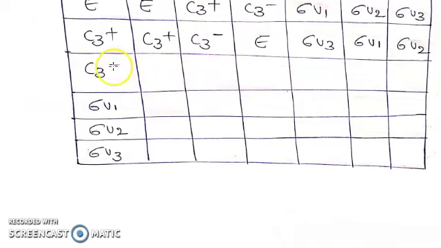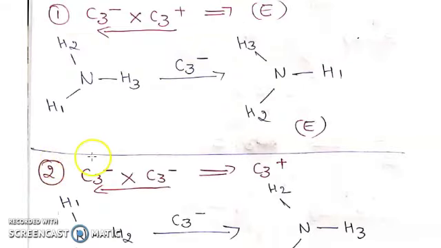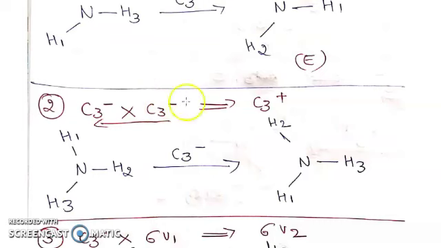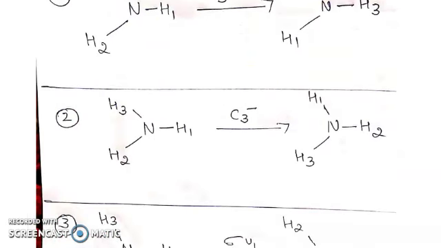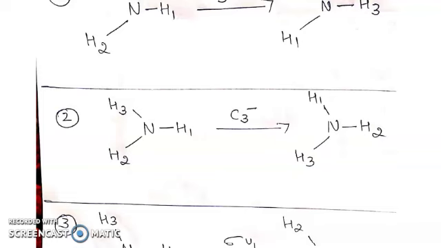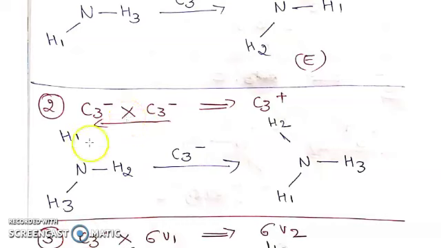Next one is C3- into C3-. First write C3-, which means this molecule. For this molecule, you have to do the C3- operation again.